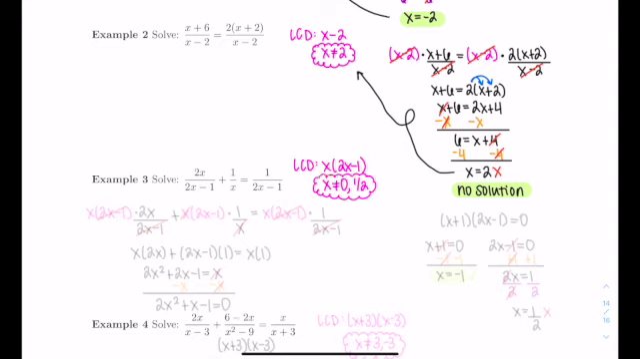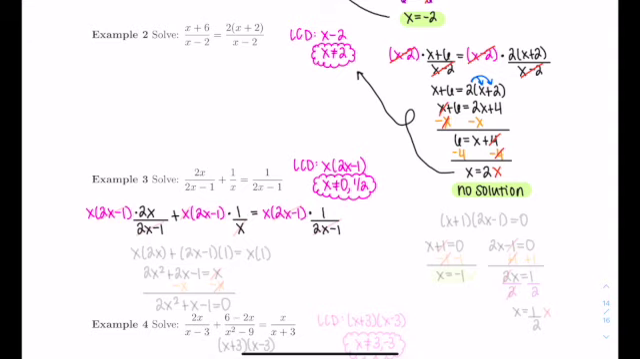And so we just set this aside and we multiply every single piece by my LCD. So I have x times 2x minus 1 times 2x over 2x minus 1. I have x times 2x minus 1 times 1 over x. And I have x times 2x minus 1 times 1 over 2x minus 1.